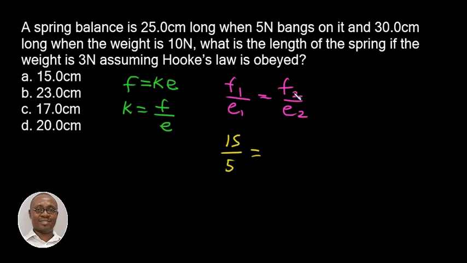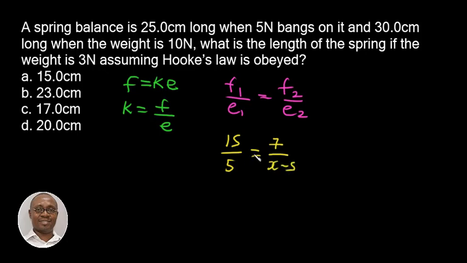Then next, the force now dropped to 3 Newton. So we're going to subtract that from the previous weight, which was 10 Newton. So we're going to have 7 Newton over. Now the new extension, since there was a drop, we have to subtract 5 centimeter from the extension, which we don't know now. So we have that as x.